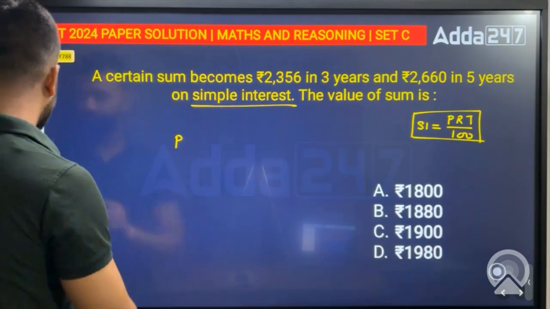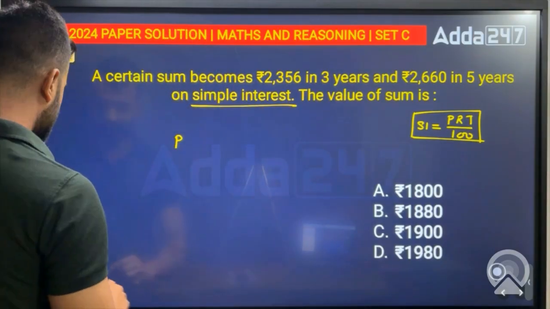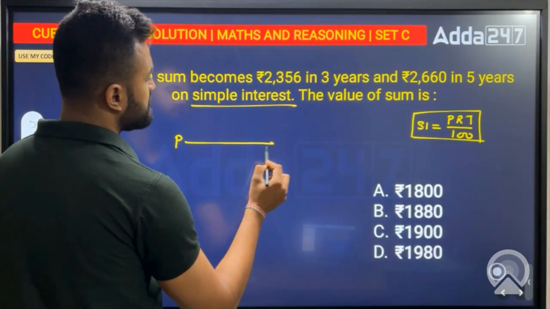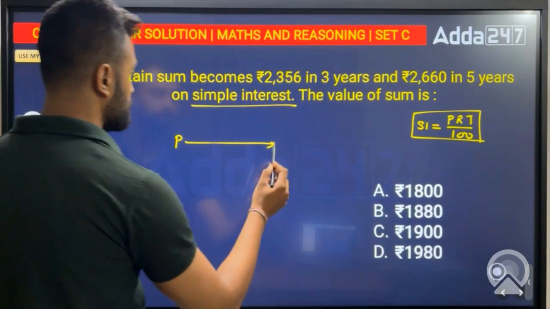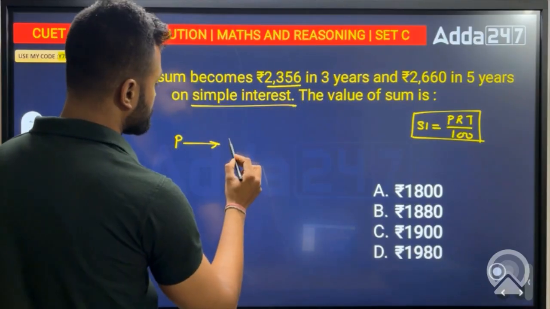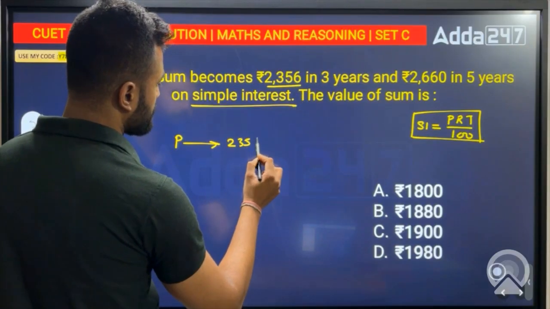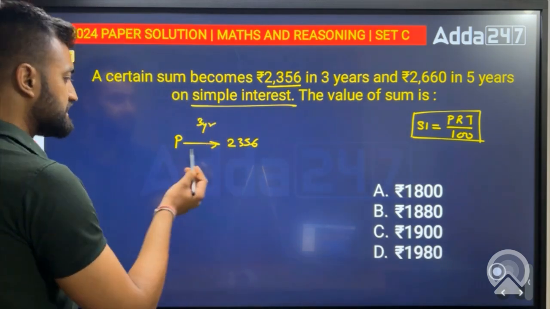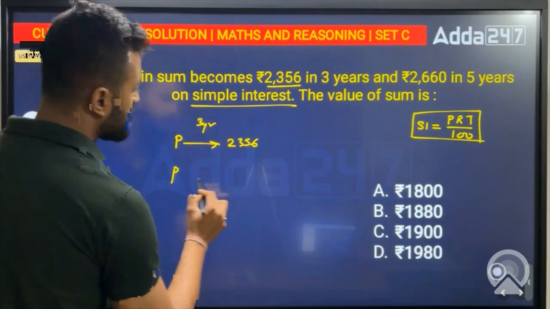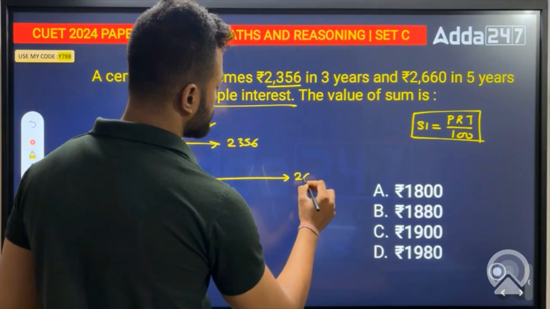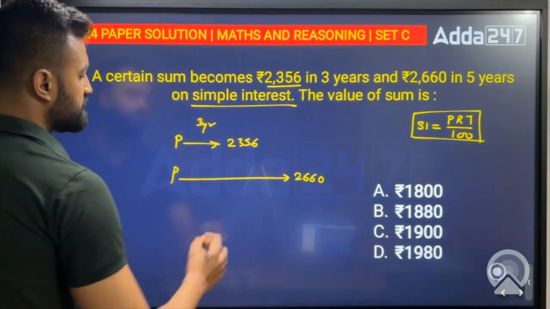There is a sum P. This sum P becomes 2356 in 3 years. The same sum P becomes 2660 in 5 years.